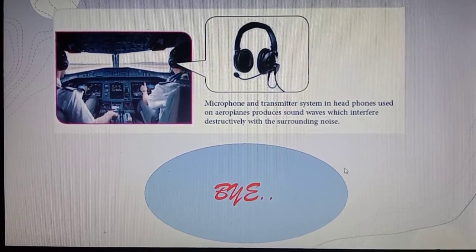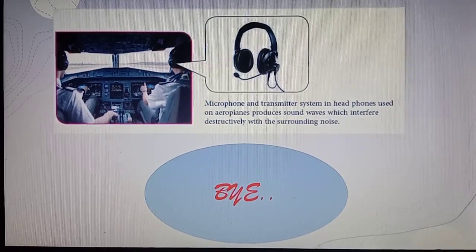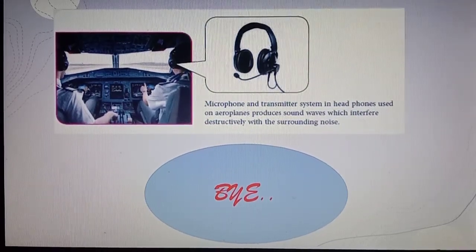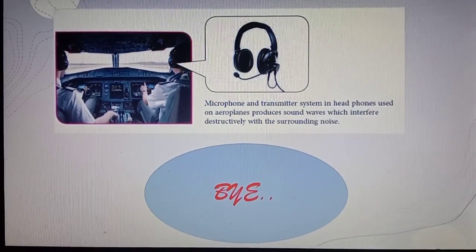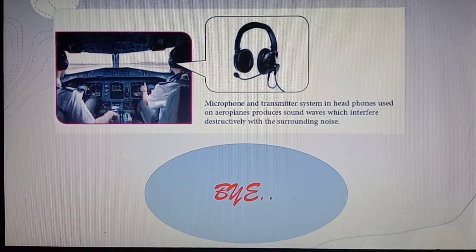So I hope you can understand about this. You must do more revision on this and find new information, especially about applications of interference of wave. Okay, that's all. Bye.